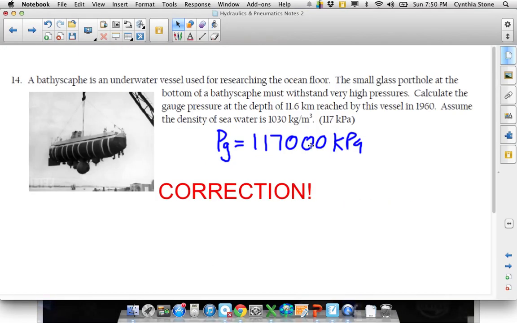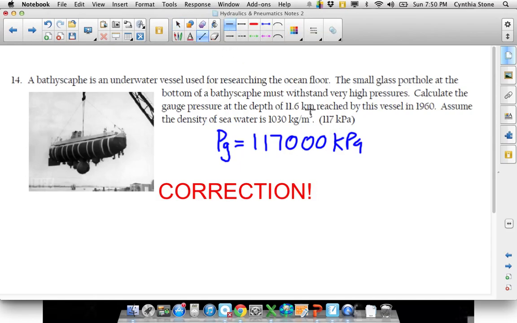Okay, this one, I just wanted to make sure you noted the correction. My answer is incorrect. So make sure you cross out my answer, and when you do it, that's the answer you should be looking for.